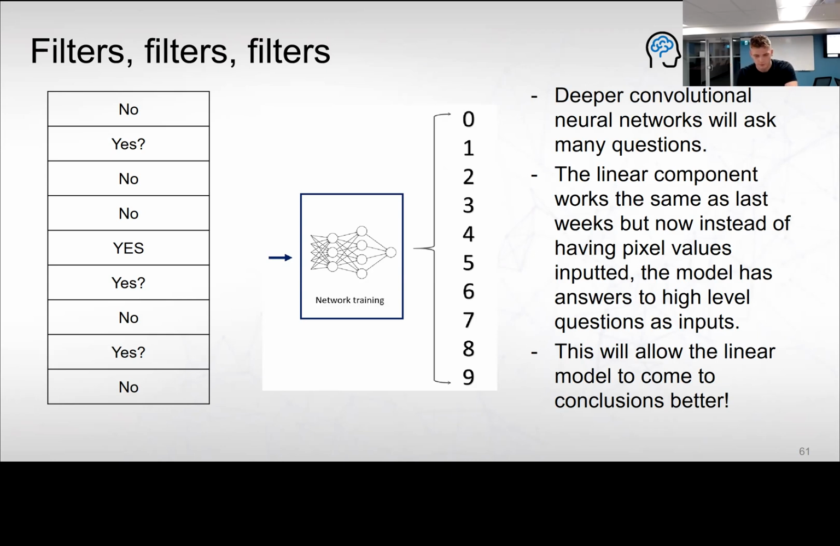The linear component, which is the same thing as just a regular neural network, is a linear layer. Works the same as last week's, but now instead of having pixel values inputted, the model has answers to high-level questions as inputs. So if you're a neural network and you are going to be inputted 758 pixel values, that's not really conducive to a great set of information to transform into a label, right? It's kind of hard. The neural network has to do a lot of work.